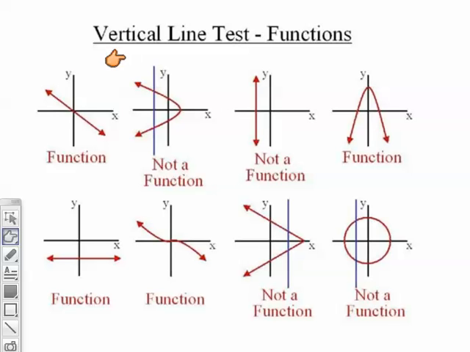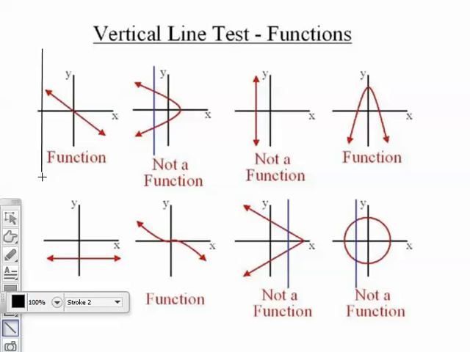Now, it's easier to show this one than it is to actually talk about it. So I'm going to take a little vertical line here. My vertical line, like this. And I'm going to grab my little vertical line and I'm going to move it. Okay? If I take my vertical line and it only touches that red line one place at a time, function. I'm going to take my vertical line and run it along here. I'm touching 2 places. Not a function.